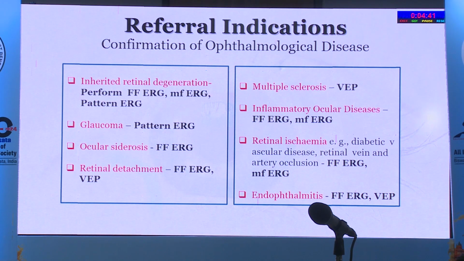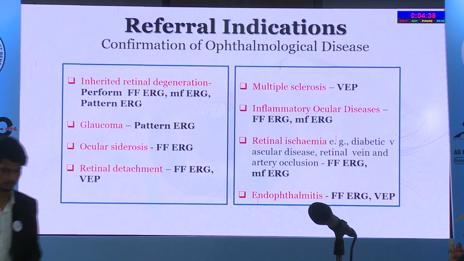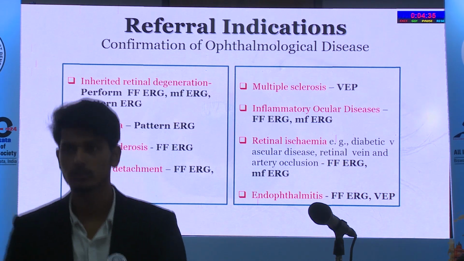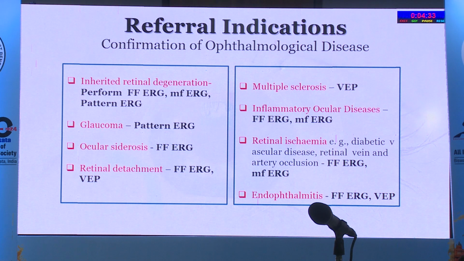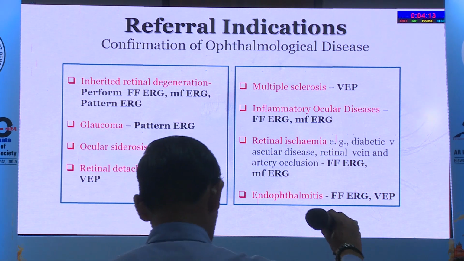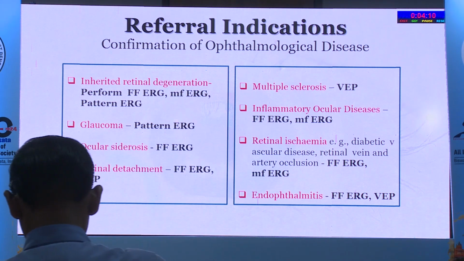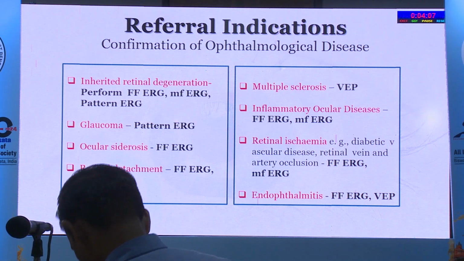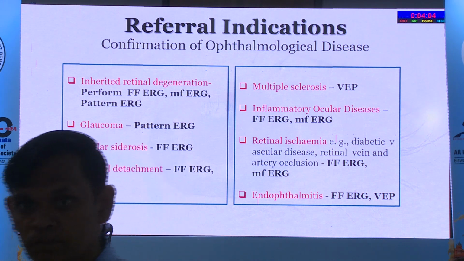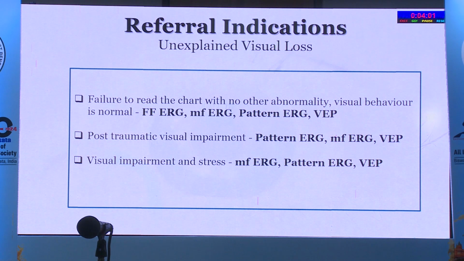When we get the referral, if the patients are suspected to have inherited retinal degeneration, then we need to perform a full field ERG, multifocal ERG, pattern ERG. In cases of glaucoma, pattern ERG is useful. In cases of ocular siderosis, full field ERG. In cases of retinal detachment, full field ERG and VEP. VEP helps in multiple sclerosis. In inflammatory ocular diseases, full field ERG and multifocal ERG is useful. In retinal ischemic conditions like diabetic and avascular disease, full field ERG and multifocal ERG is done. And in endophthalmitis, full field ERG and VEP is done.